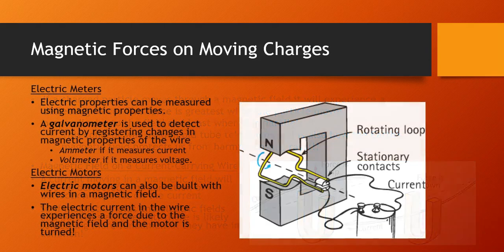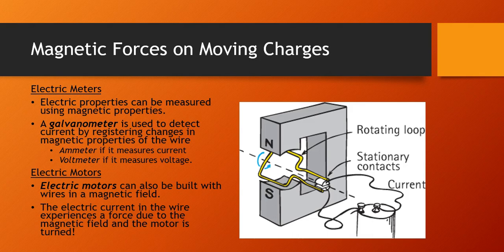So we can use magnets to perform tasks or to measure things. We can measure properties of electricity using magnetic properties. We can use an object known as a galvanometer, which is used to detect current by basically registering changes of magnetic properties in the wire. In this case, the galvanometer can be used to measure current or voltage. If it's used to measure current, we call it an ammeter. And if it's used to measure voltage, we call it a voltmeter.